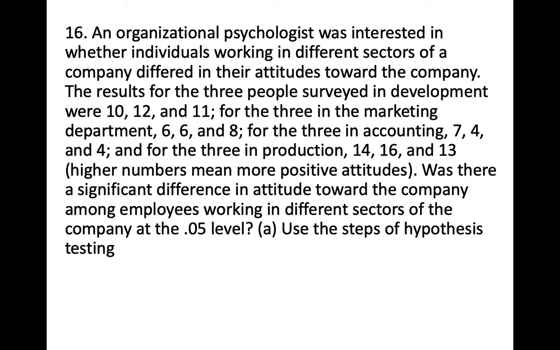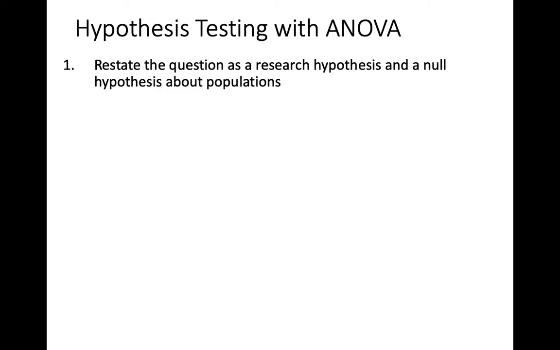So the question is, was there a significant difference in attitude toward the company among employees working in these different sectors of the company at the alpha 0.05 level? Use the steps of hypothesis testing. So the first step is to restate the question as a research hypothesis and a null hypothesis about populations.